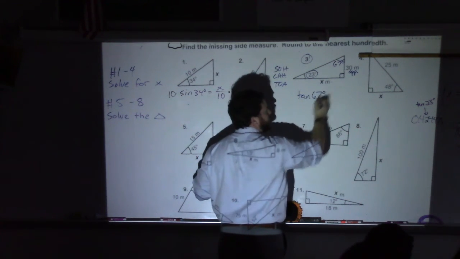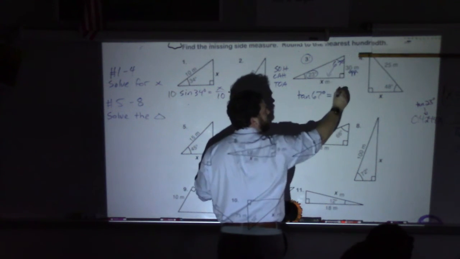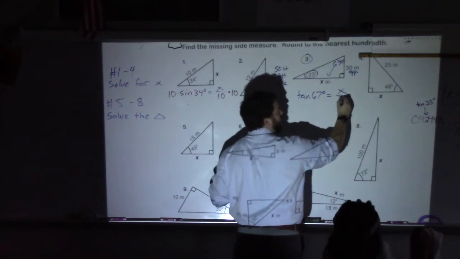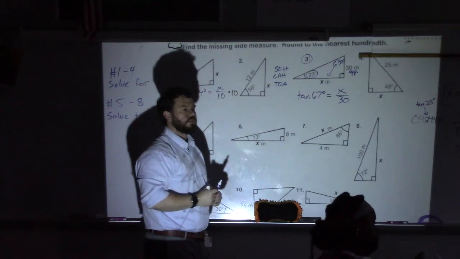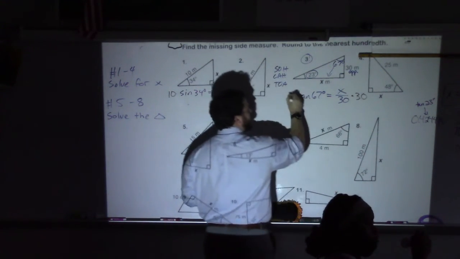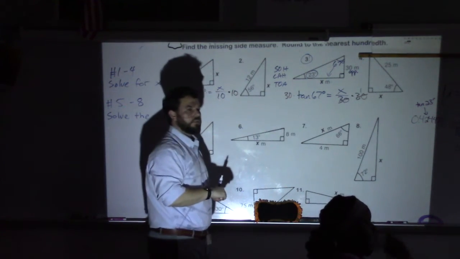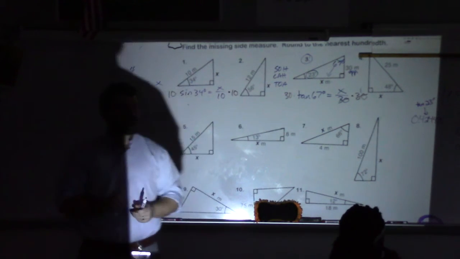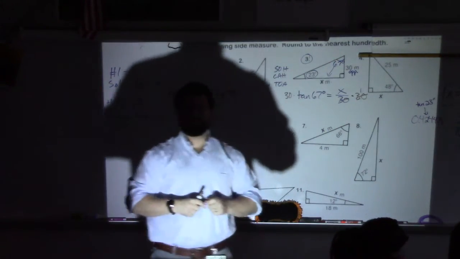Now if I look at the tangent of 67 degrees, what's opposite the 67? X. And then the 30 is my adjacent. Now what would I have to do to solve that equation? Remember, multiplication is the inverse of division. Notice how I've already got x on its own? What's 30 times the tangent of 67? Okay, go to your calculator. What is 30 times the tangent of 67?